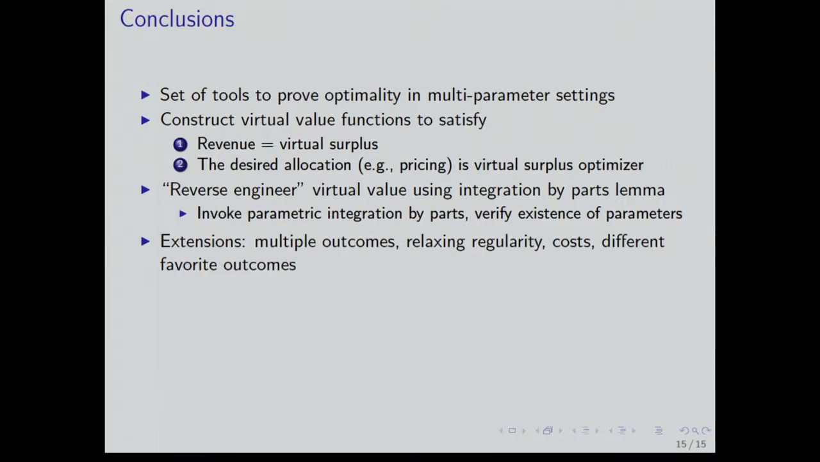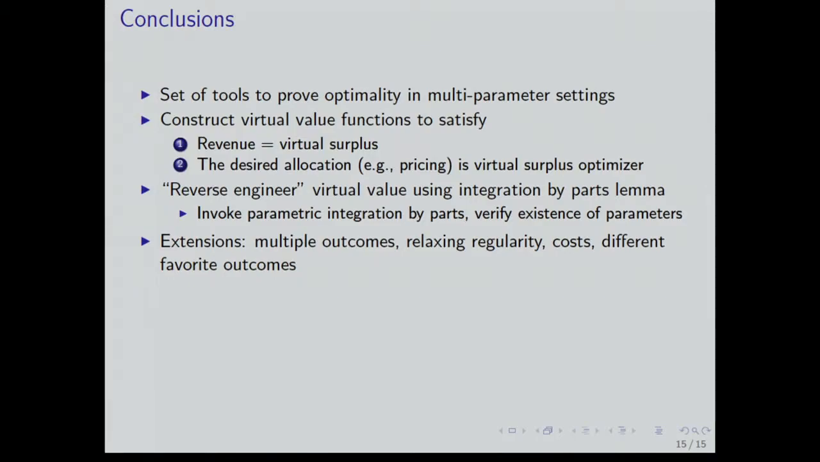There are many extensions that I have not discussed. I only talked about two outcomes. This generalizes very easily to the case of many outcomes. We relax regularity, as I said. It's also ironing, very similar to what Marcin does. I didn't talk about costs, but you can have costs that you can actually merge with the values, or you shift the values with the given costs, and then the problem becomes similar to assuming no costs.